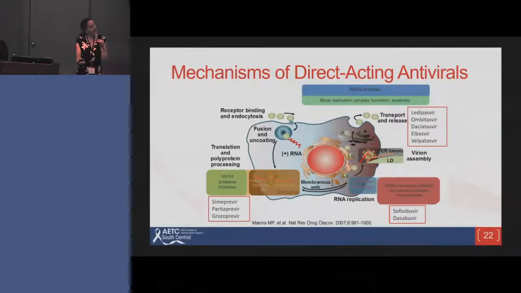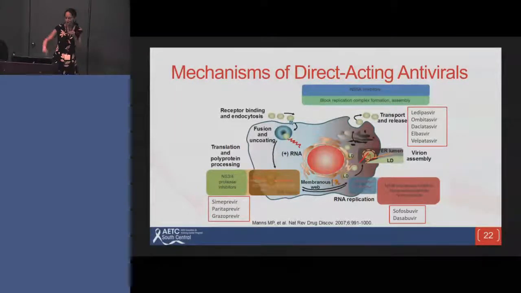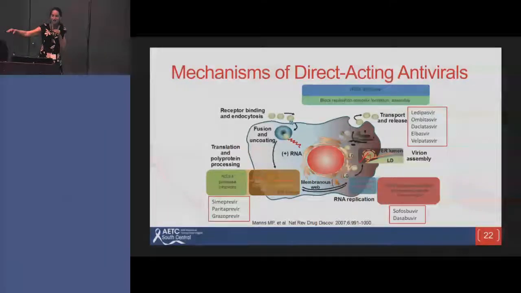And then lastly, the NS5A inhibitors. This is the protein that's involved essentially in shuttling the virus out of the cell. These end in -asvir. NS5A, asvir; NS5B, buvir; protease inhibitor, previr. You'll see this over time as more and more drugs come out, which we expect them to.